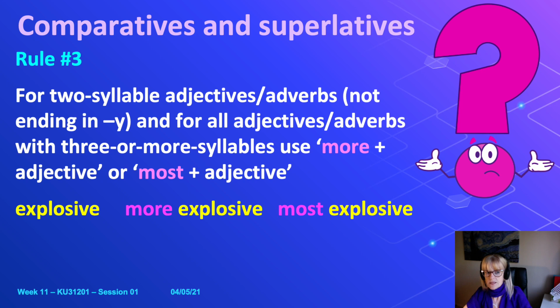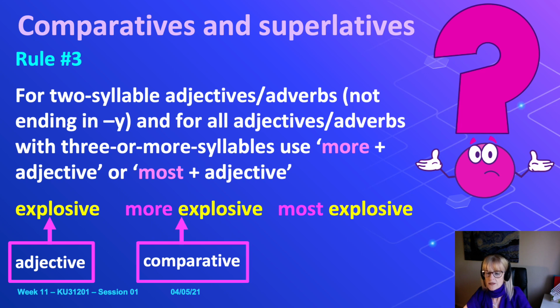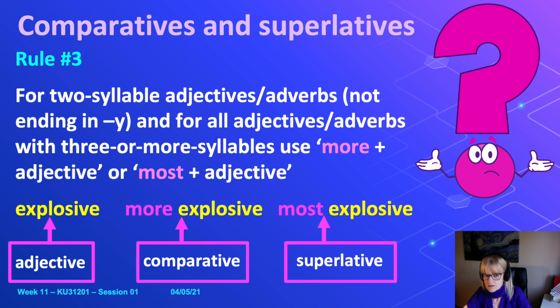So our example here is, our adjective is explosive. So that's three syllables. So we need to use the third rule. So I can't say explosiver because that's not how we do it in English. I need to say more explosive for the comparative and most explosive for the superlative. So we can't say explosivest because that's not correct. We need to say most explosive because explosive has three syllables.